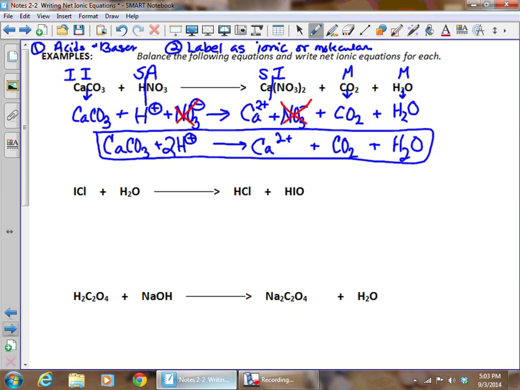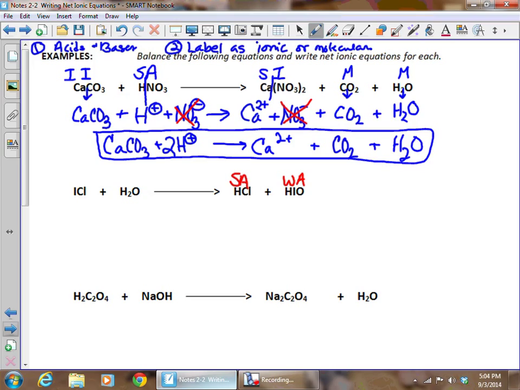Okay, let's look at the next example. Remember the order. I would like for you to pause it and see if you can label everything. Remember, we're going to label the acids and bases, and we're going to label the rest of the compounds as being either ionic or molecular. So see if you can label those real quick. Hopefully you came up with the fact that HCl was a strong acid, but HIO was a weak acid. It is an acid. It starts with H, but is not on the strong acid list, so it's a weak acid.